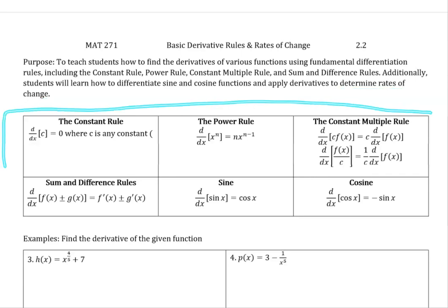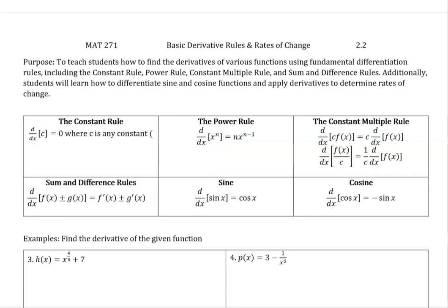We get started with 6 derivative rules. The first one, the constant rule, tells us that the derivative of any constant is equal to 0. So the derivative of just a number is 0. The power rule tells us how to take the derivative of x to the n power.